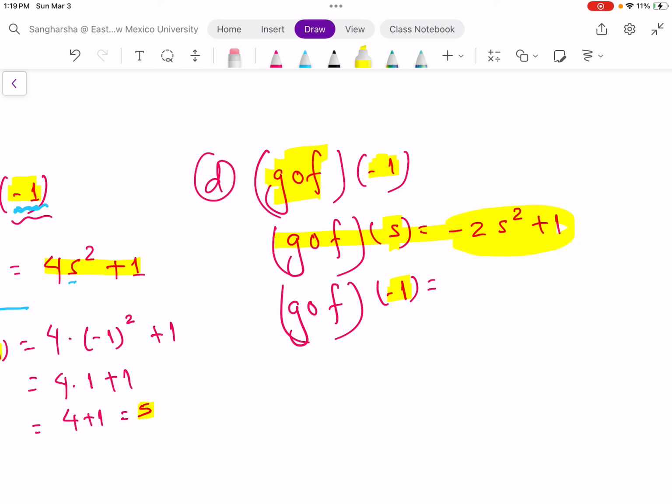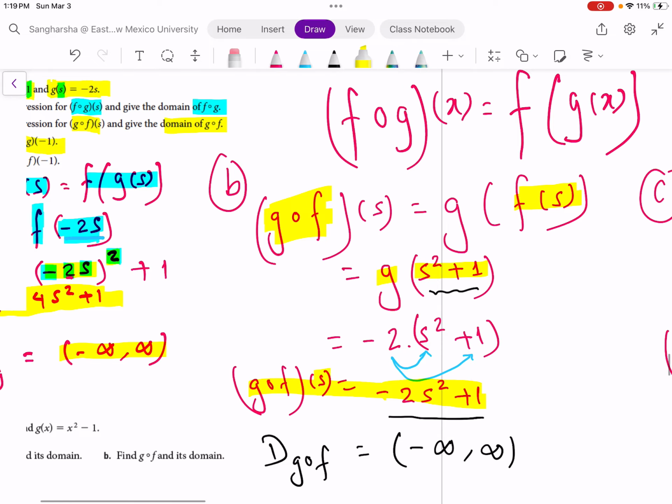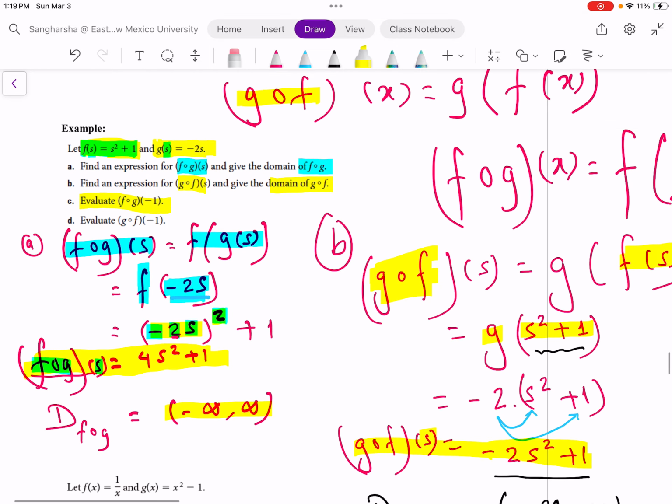Now let's see what happens if our input is -1. So you substitute -1 for every s. So you have -2 times -1 squared plus 1, and -1 squared is +1, so -2 times 1, -2 plus 1, and we have -1. So this is the output: -1 when your input is -1 for this g composite f function. Okay, this is all for our very first example.